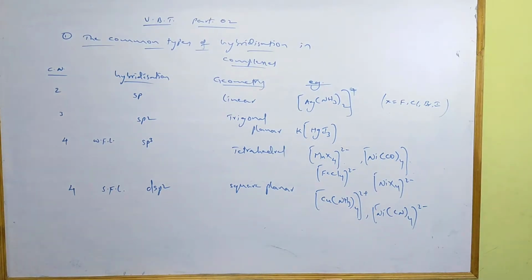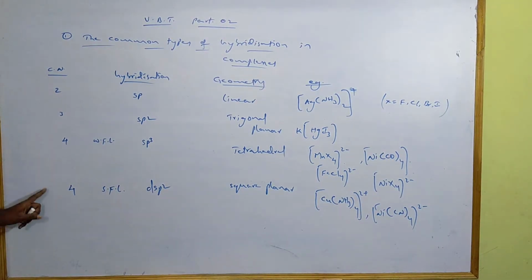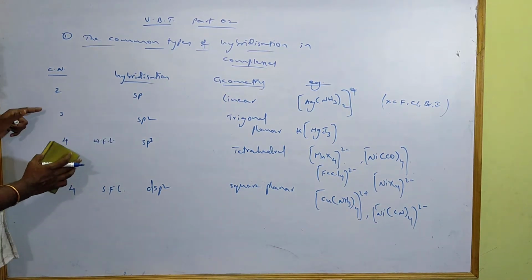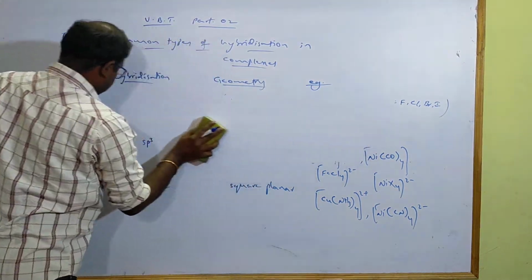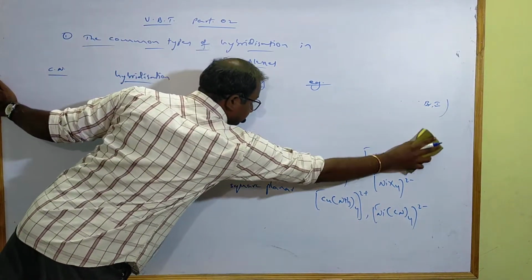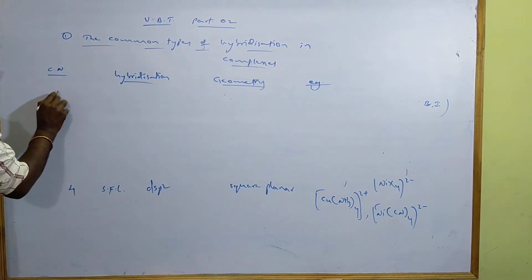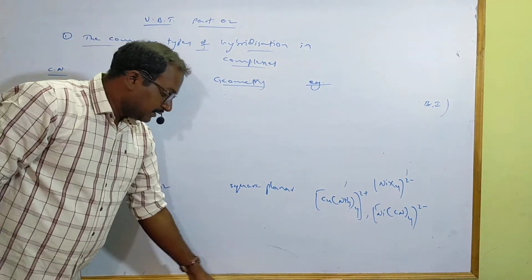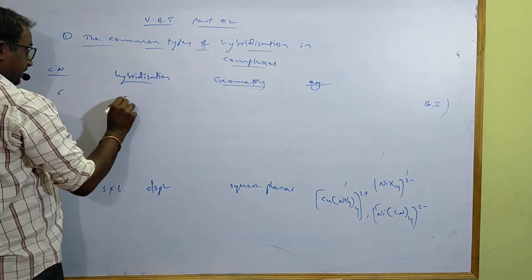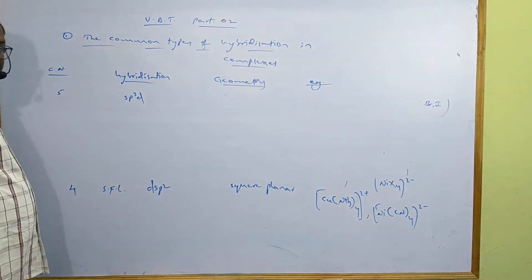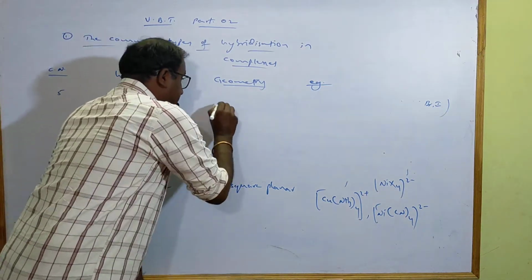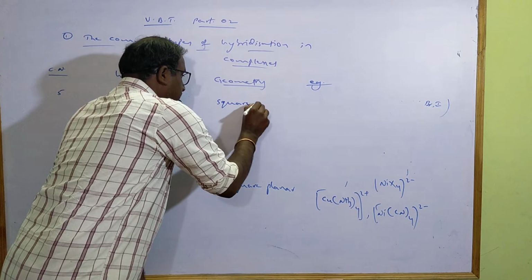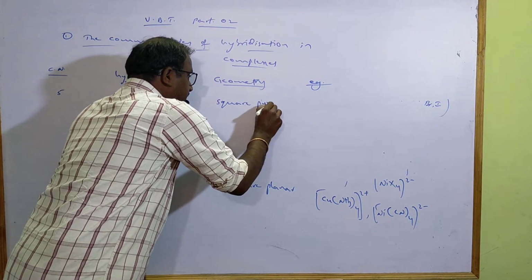This is coordination number 4. Next, if coordination number is 5, the hybridization may be sp3d if ligands are weak. If hybridization is this one, definitely it will be square pyramidal.